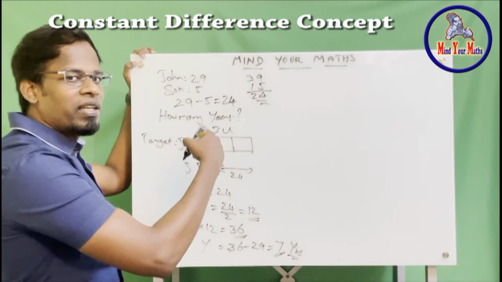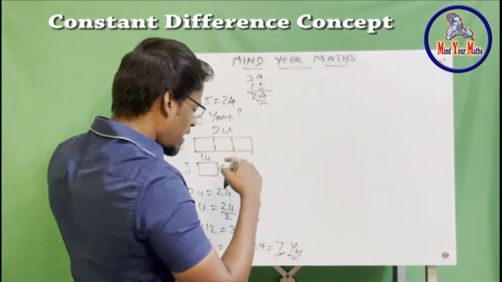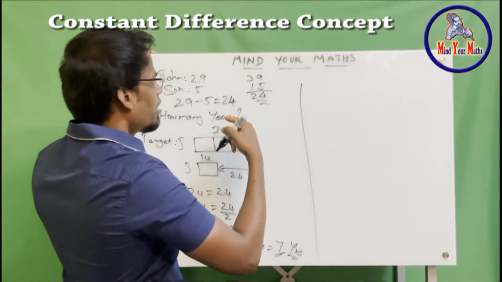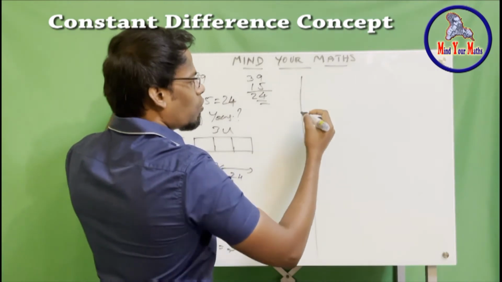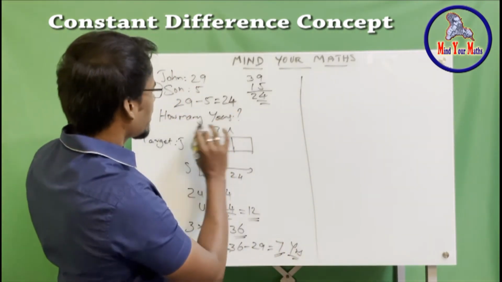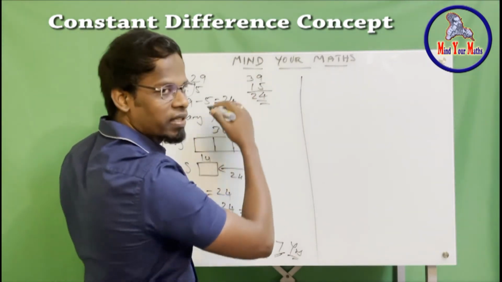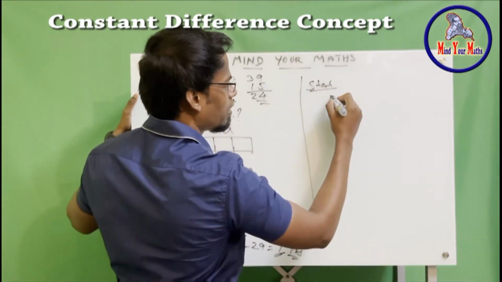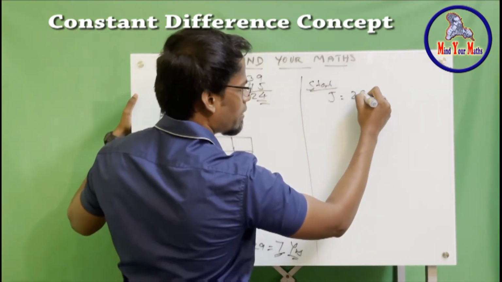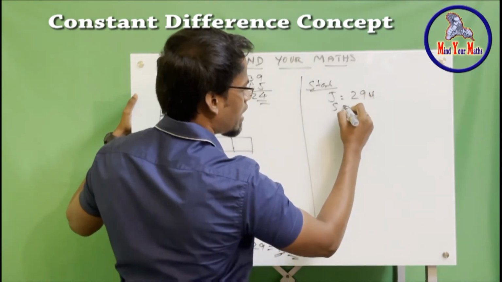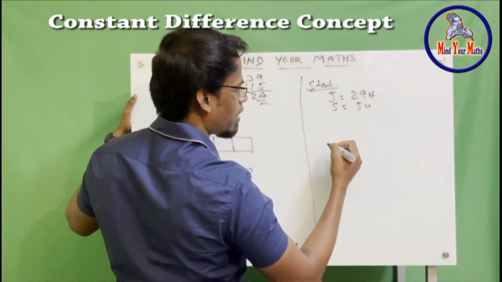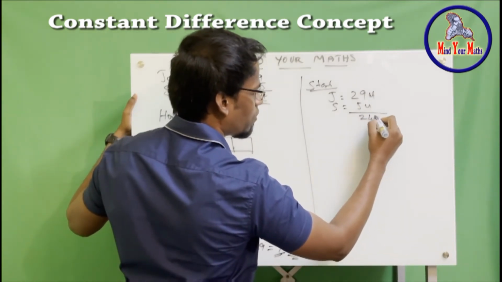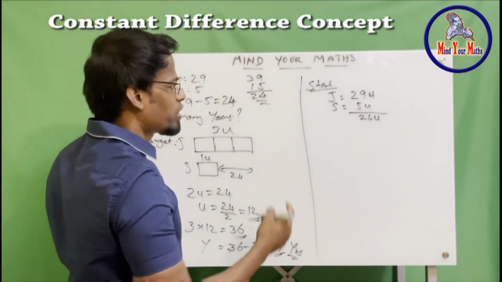Let's see now how to find it using the units method. It is the same formula we are going to apply, but we are going to use the units method. In the units method, we repeat what is given, the age difference and everything. Initially, at the start, John is 29 units and his son is 5 units. So the age difference between them is 24 units, which is what we found here.